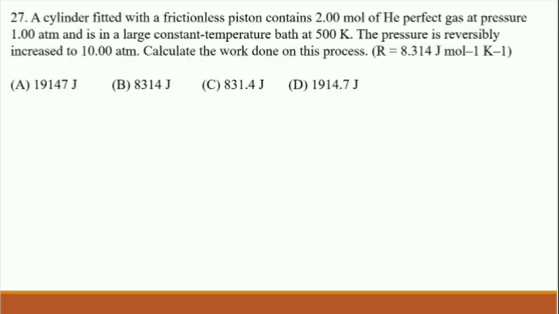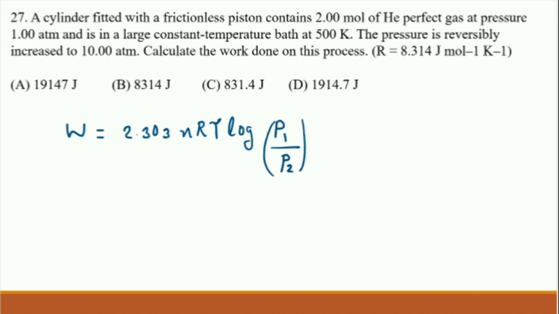Question: a cylinder fitted with a frictionless piston containing 2 moles of helium perfect gas at 1 atmosphere pressure is in a large constant temperature bath at 500 Kelvin. The pressure is reversibly increased to 10 atmosphere. Calculate the work done in this process, and the R value is given. So work done W is equal to 2.303 nRT log P1 by P2.